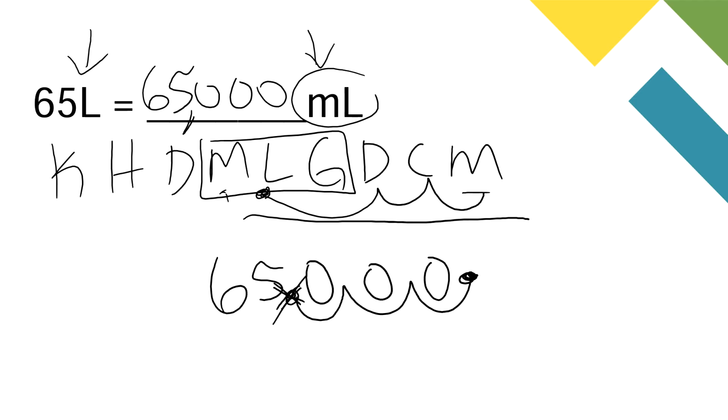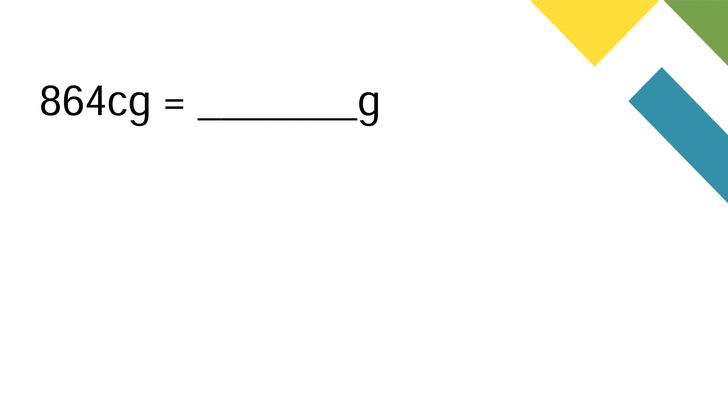And my comma goes here. 65,000 milliliters. Okay, try one more easy one, and then we're going to look at word problems. Okay, 864 centigrams is equal to blank grams.